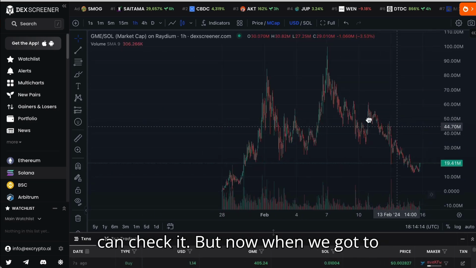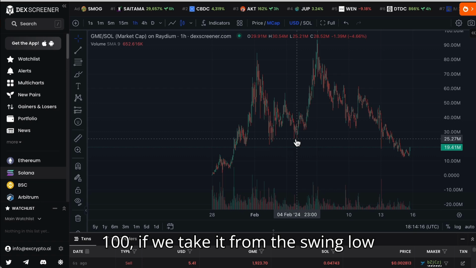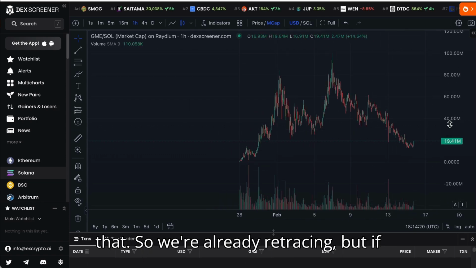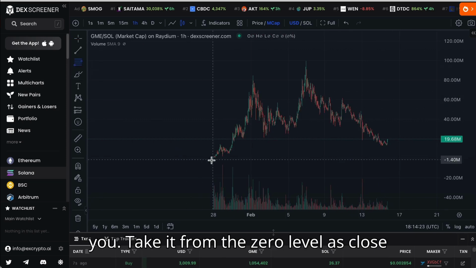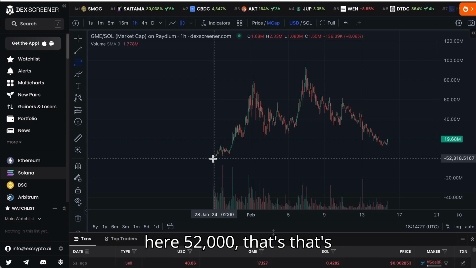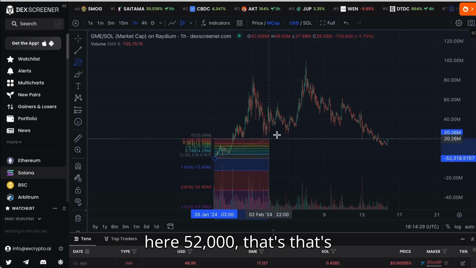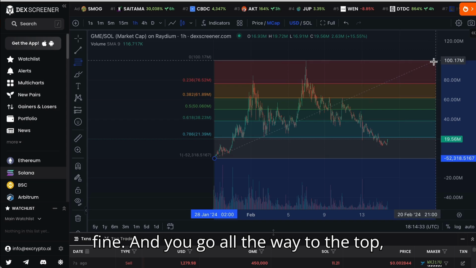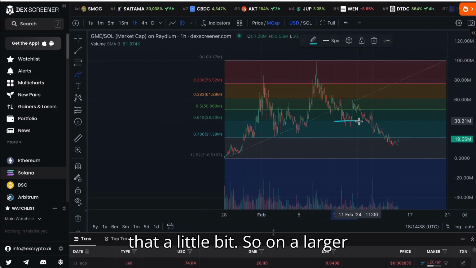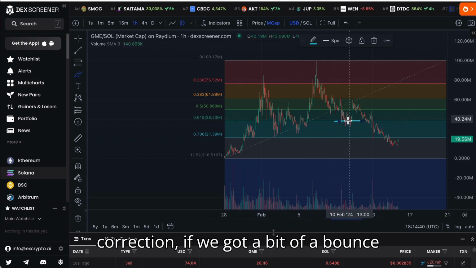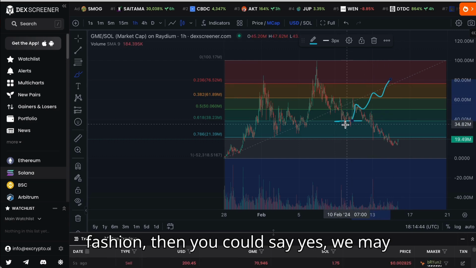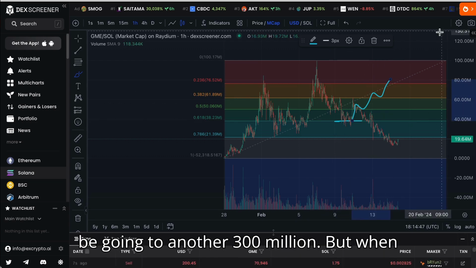But now when we got to 100, if we take it from the swing low to the high, we've already broken through that, so we're already retracing. But if you take it from the 0 level, as close as you can get, because it's very hard to mark the exact 0, so anywhere around here, minus 52,000, that's fine, and you go all the way to the top, you can see that we well passed through the 618 level. We did actually bounce there a little bit. So on a larger correction, if we got a bit of a bounce here and we started moving up in a stair-like fashion, then you could say, yes, we may be going to another 300 million.